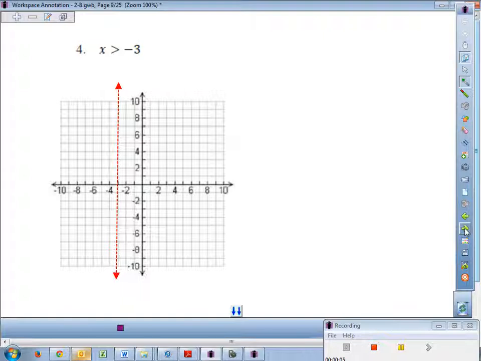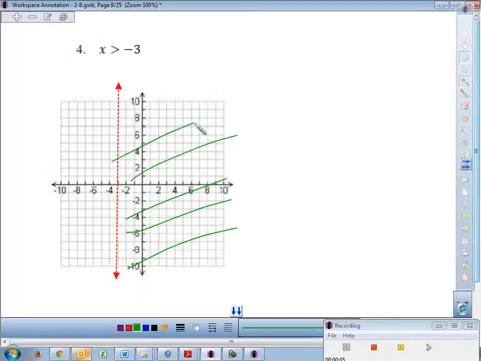And then you have to do common sense after that. There is no above or below a vertical line. You can't go above it, you can't go below it. But can you think of it as left and right now? Left and right of it? If that's a greater than symbol, where are all the x values greater than -3? To the right, to the right, to the right.